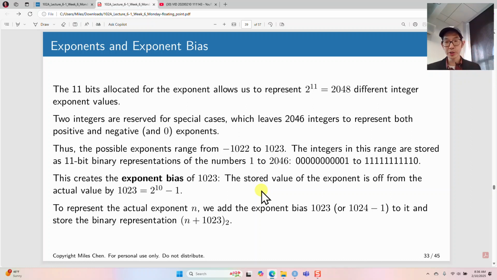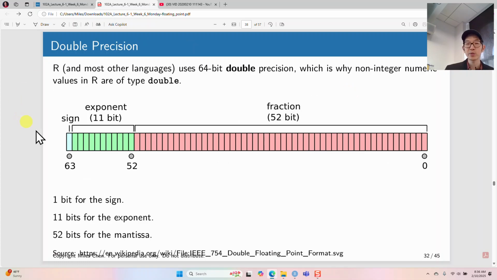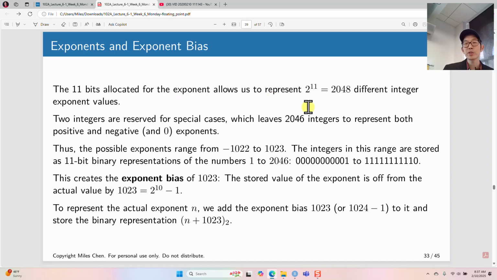Regarding the exponent, we have 11 bits, so we can represent up to 2 to the 11, or 2048, unique values with our exponent, since each bit can be a 1 or a 0. 2 of these integers are going to be reserved for special cases.